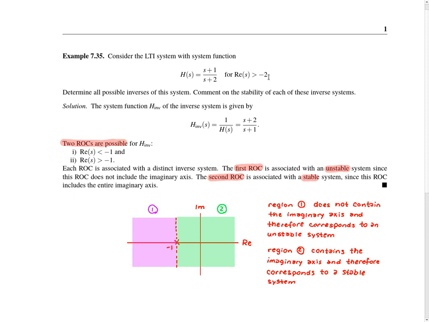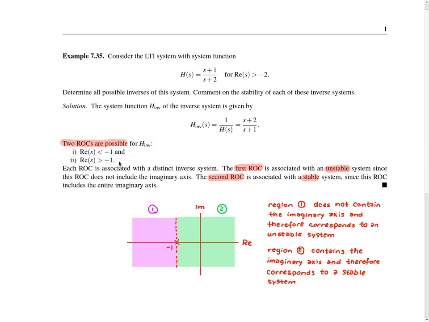To begin, we recall that the system function big H inverse of the inverse system is given by this particular formula here. In other words, big H inverse is the reciprocal of big H. Thus we have that big H inverse of s is given by this particular formula here. Now we have to determine all the possible regions of convergence of big H inverse. Since big H inverse is a rational function with a single pole, this function has two possible regions of convergence, namely the left half plane to the left of the pole and the right half plane to the right of the pole. This corresponds to the two regions given by these formulas here.